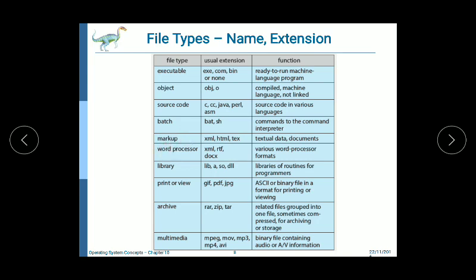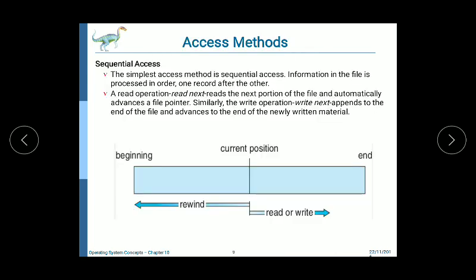Word processor files, .xml or .rtf or .docx word file, etc. Library files .lib, print or view, GIF, PDF, etc. Archive files .rar, .zip, .tar, etc. These are the multimedia files like .mpeg, .mov, .mp3, .mp4, etc. Different files, their extensions and the functions.